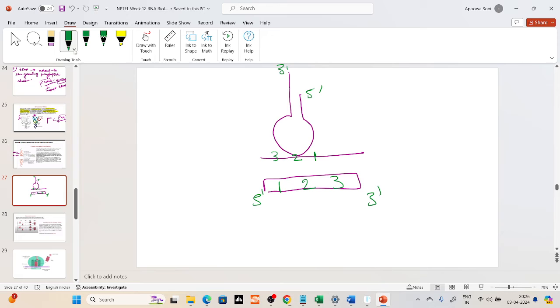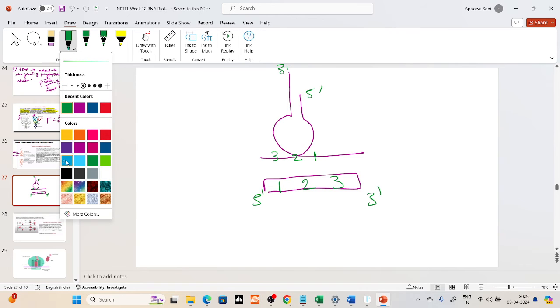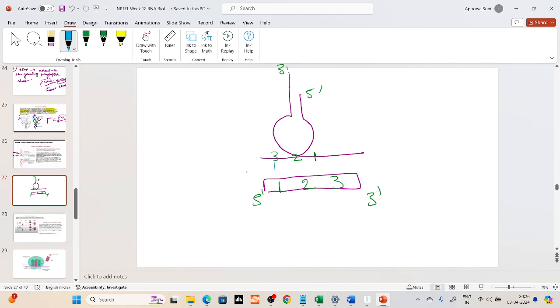Okay. Now, suppose there is A, so here would be U. C, so here would be G. Here, if it is G, it would be C.